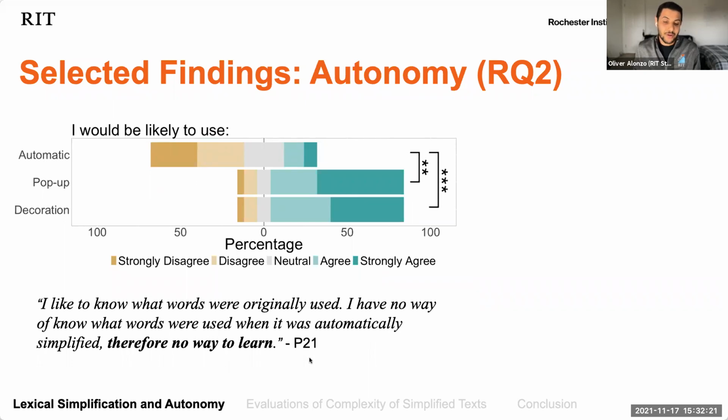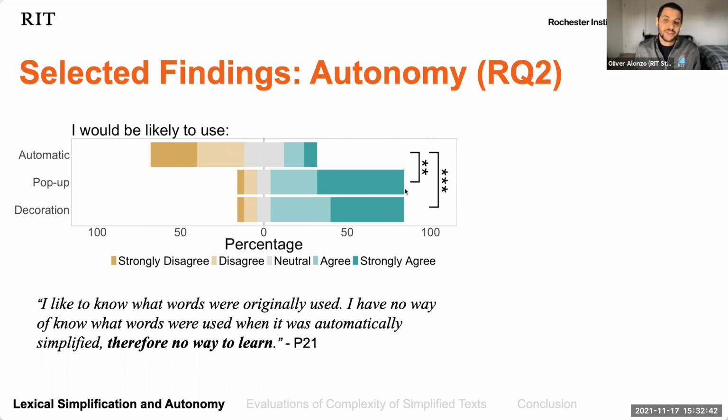Participants' open-ended comments at the end of the study shed light into why this may be the case. For example, participant 21 really wanted the autonomy as a way to be able to learn new vocabulary. So for example, they said, "I like to know what words were originally used. I have no way of knowing what words were used when it was automatically simplified, therefore no way to learn."